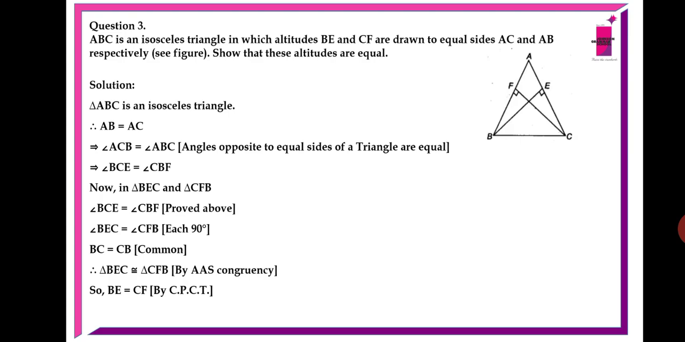Now in triangle BEC and CFB, angle BCE equal to angle CBF, proved above. Angle BEC equal to angle CFB, each 90 degrees because it is given. Those are altitudes. Altitudes make 90 degrees with the base. BC equal to CB, common side. Therefore, triangle BEC is congruent to triangle CFB by angle angle side congruency. So, BE equal to CF by CPCT.